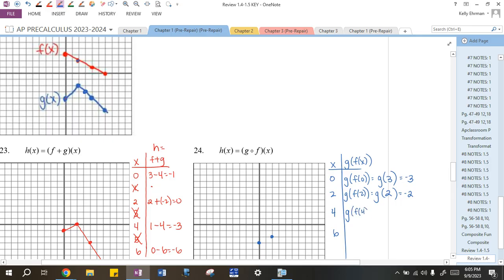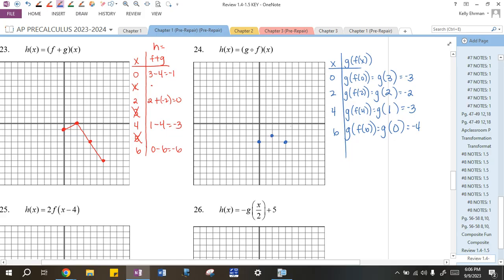G of f of 4. I'm trying to be careful and make sure I'm on the right graph. When the input's 4 for f, the output is 1. When the input is 1 for g, we should hit at this integer point, negative 3. So we're at 4, negative 3. And g of f of 6. When the input is 6, f is 0. What's g of 0? 1, 2, 3, 4, negative 4. So we're going to plot 6, negative 4, and we get this little guy.